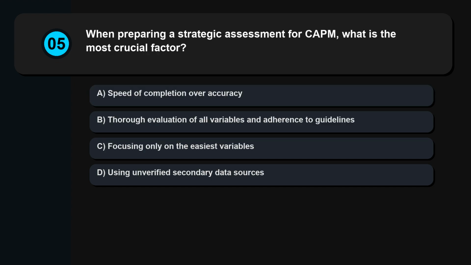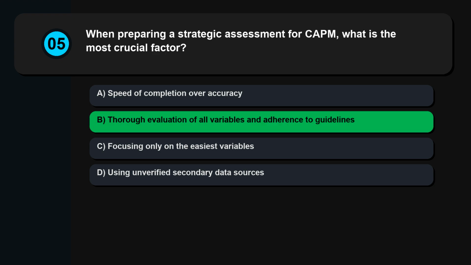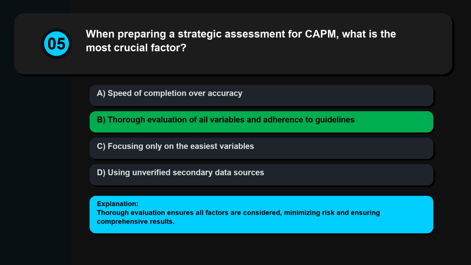Question 5. When preparing a strategic assessment for CAPM, what is the most crucial factor? Speed of completion over accuracy, thorough evaluation of all variables and adherence to guidelines, focusing only on the easiest variables, using unverified secondary data sources. Thorough evaluation ensures all factors are considered, minimizing risk and ensuring comprehensive results.